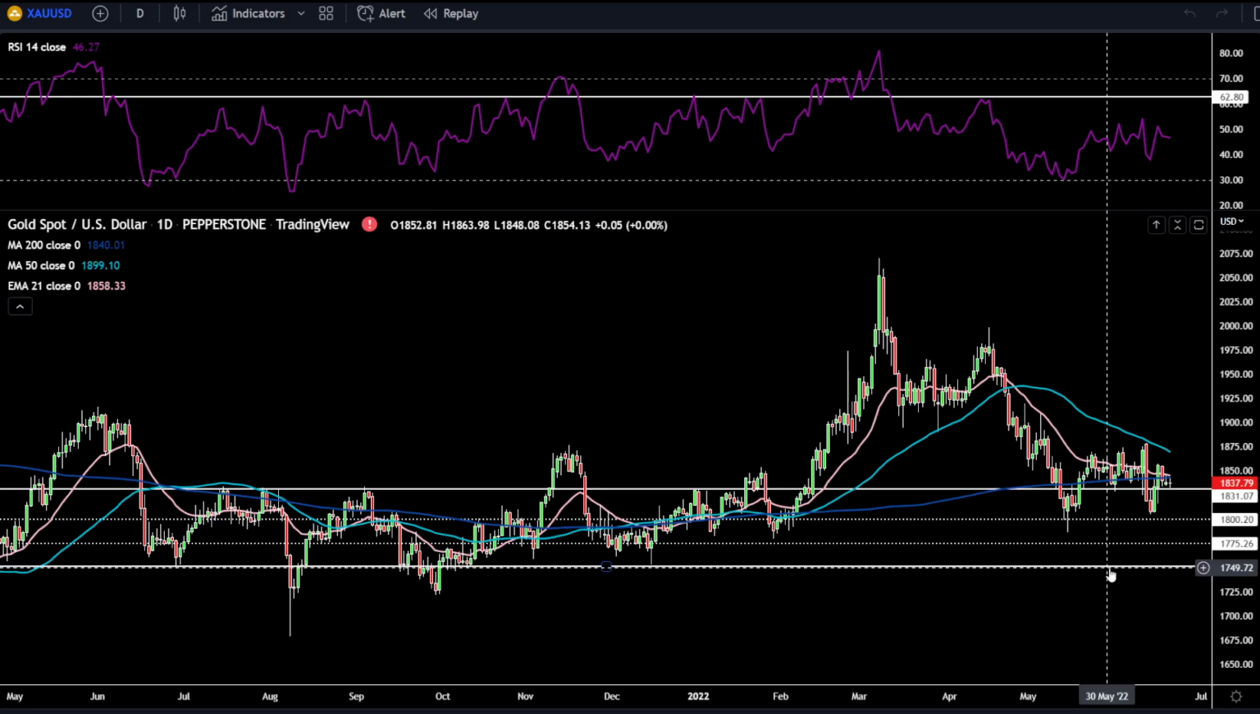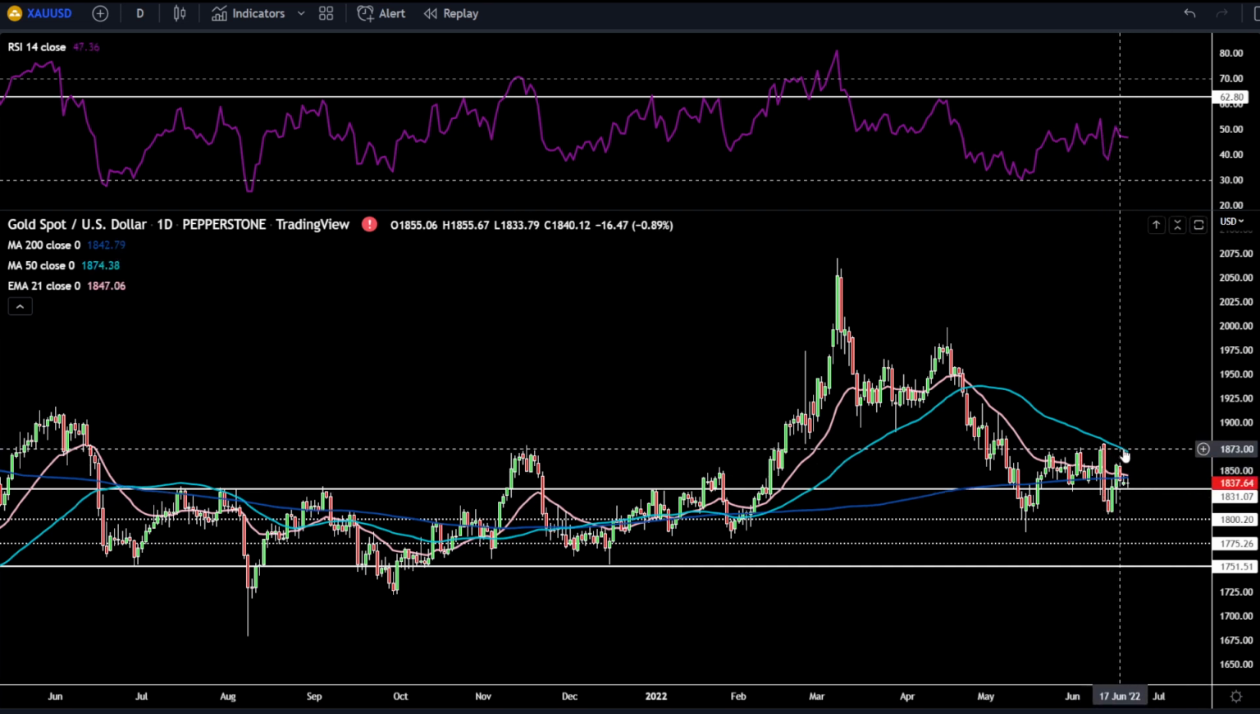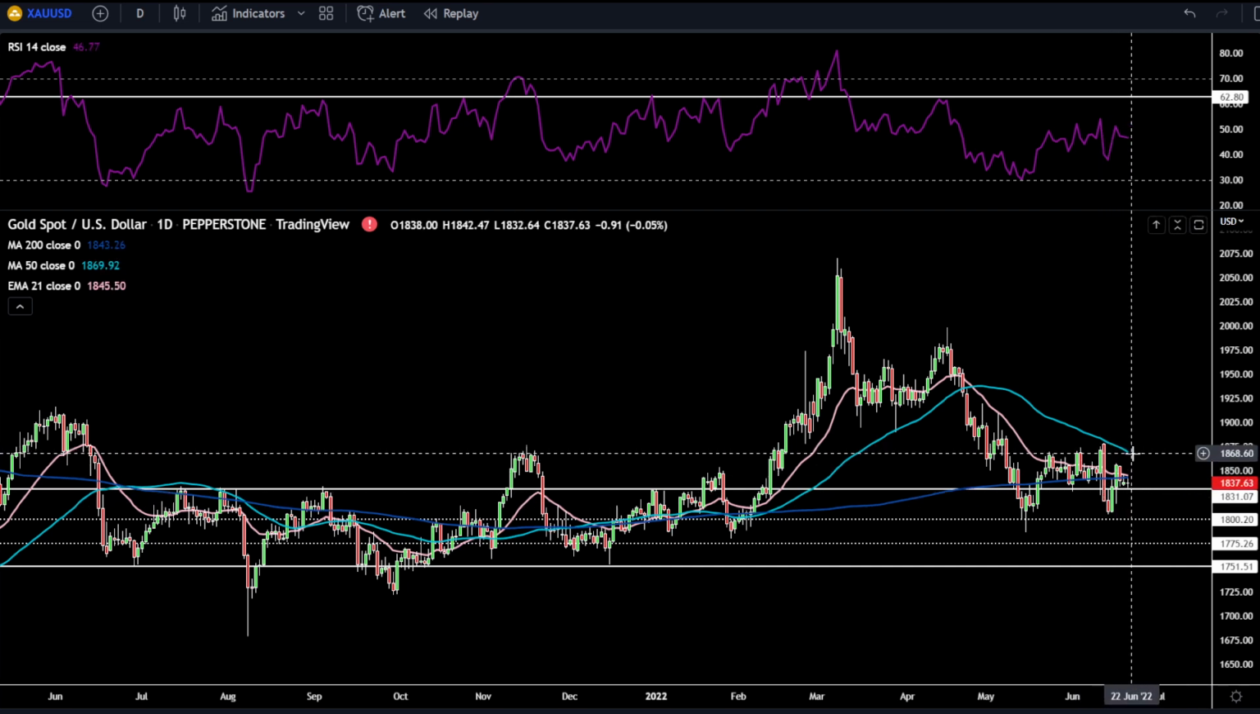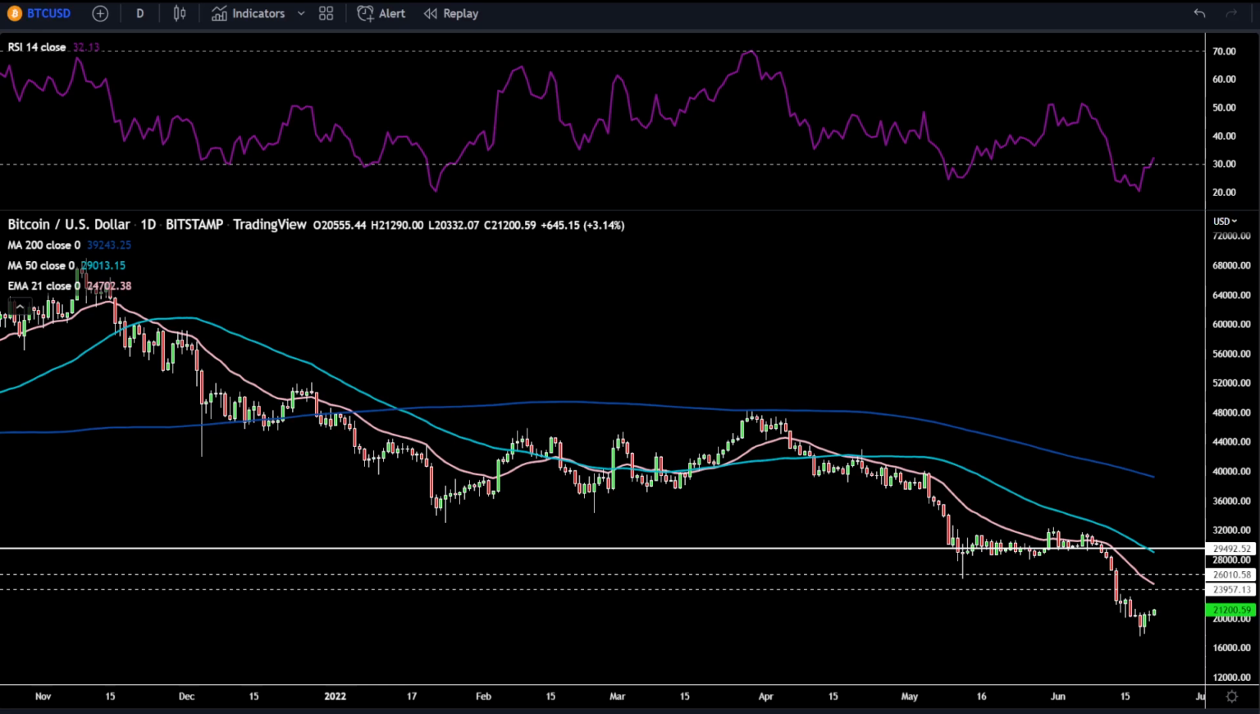Going to gold. Gold's looking very quiet, not much volatility there. It's hugging that 200-day simple moving average, just above that 1830 former range resistance, and the 50-day simple moving average above that around 1868. RSI, a bit in no man's land, so not really too much to discern from that.